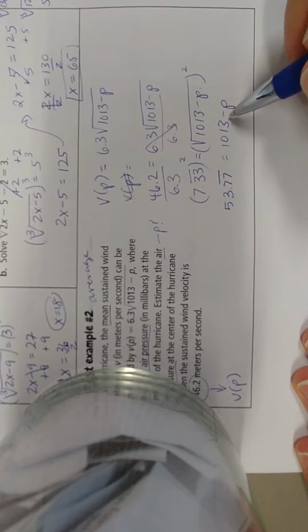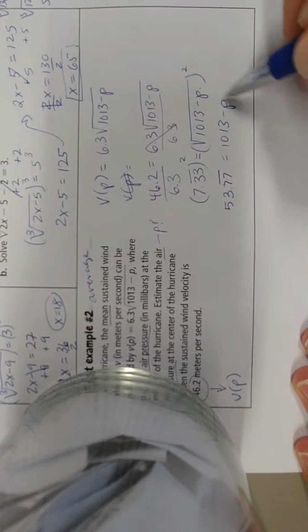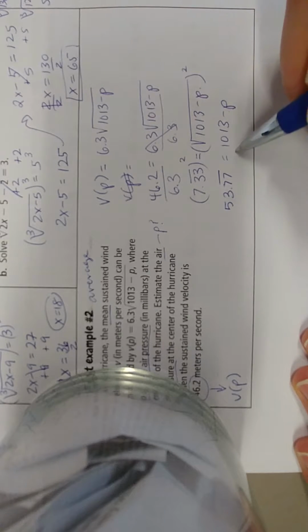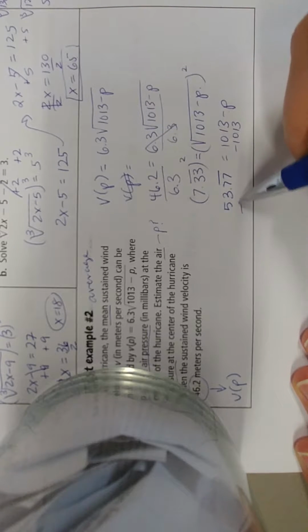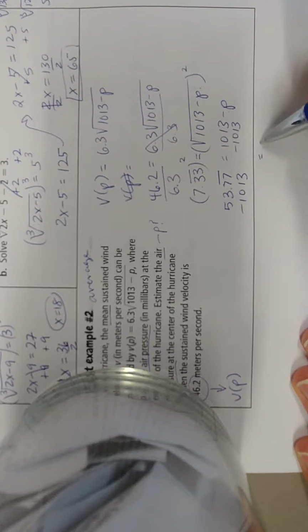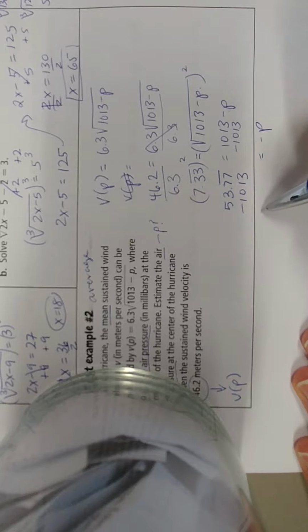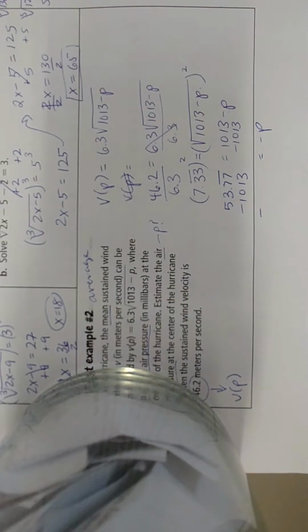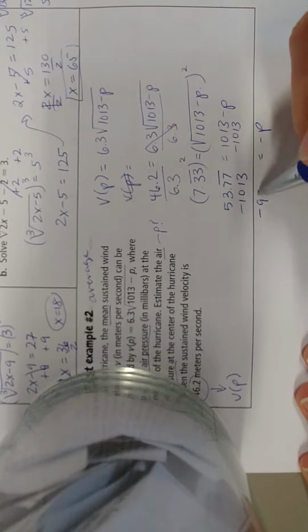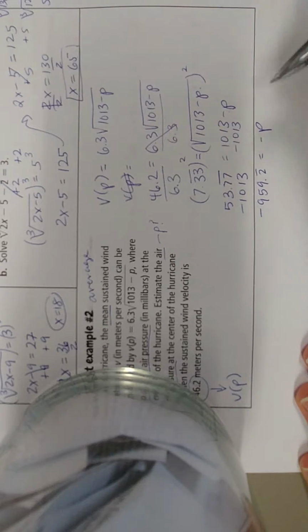Now I want to get p alone, and right now it's a negative p, so I could add p to both sides, or I can subtract 1013 and have a negative p on this side, and then this side I'll also have a negative number. I have negative 959.2 repeating. So I need positive p, so I just take the positive of this, so 959.2 repeating.